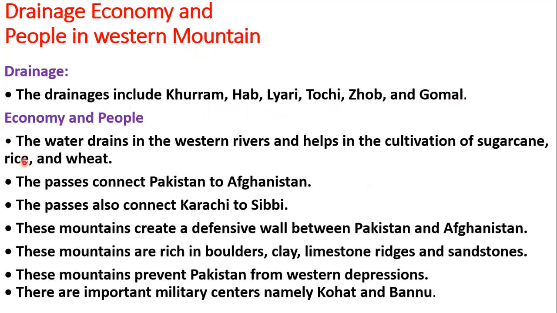Economy and the people. The water drains in the western rivers and helps in the cultivation of sugarcane, rice, and wheat. Fine. This water is the source of agriculture in certain areas of Sindh, Balochistan, and Punjab, and in the KPK. Fine. Here, the main crops are sugarcane, rice, and wheat. The passes connect Pakistan to Afghanistan.